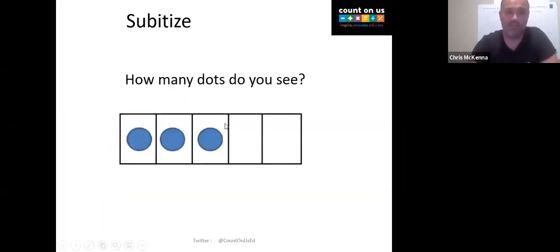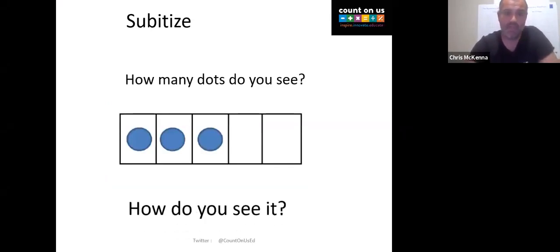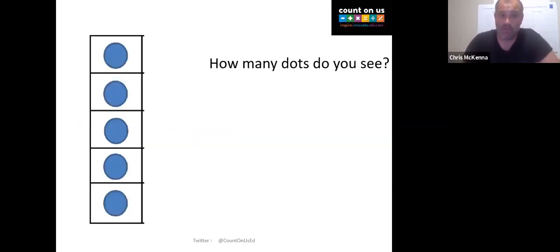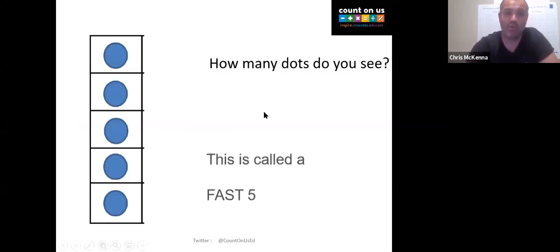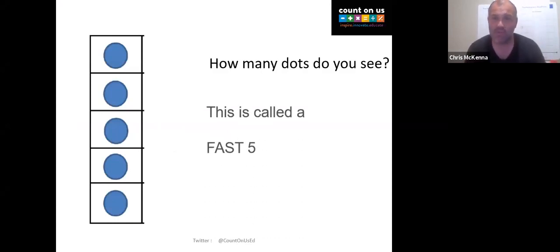So, next question. How many dots do you see? We know there's 3. So what we're doing right now is we're subitizing. How many dots do you see now? You know the answer? Shout it out. The answer is 5. And what I'm going to say is we'll call this a fast 5. I'm going to give that name a fast 5 because I want you to be able to look at that and tell me that it's 5 very, very quickly.